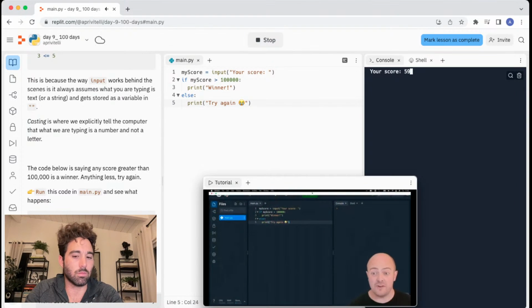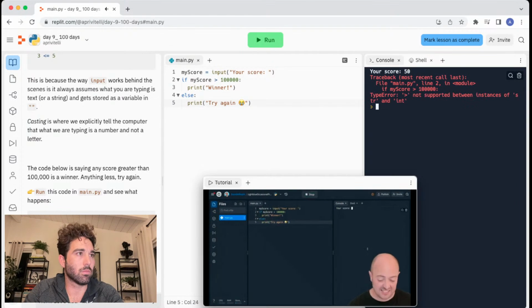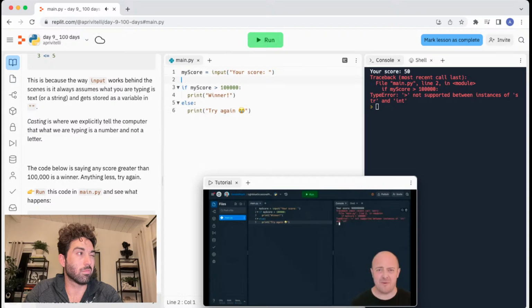Okay, so hopefully you saw the same sort of thing happening. Let's say that I got just an amazing score, well over 100,000. Well, it completely crashed the program. It didn't even not work. It completely crashed it. Now let's try and decipher that error message a little bit. It says the greater than symbol is not supported between instances of string and int. Well, what does that mean?